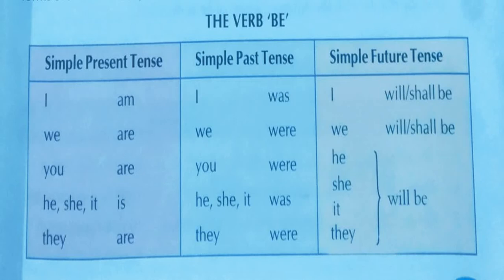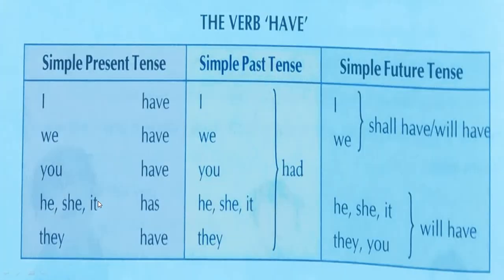We will do in the simple present tense. Okay, simple present tense with the subject, how it changes. You must note how with the subject. These are the subjects: I, we, you, he, she, it, they. These are the subjects. Okay, and this side, these are the verbs. How the forms of be verbs changes along with the subjects. I am, we are, you are, he, she, it. For he, she, it we use is.